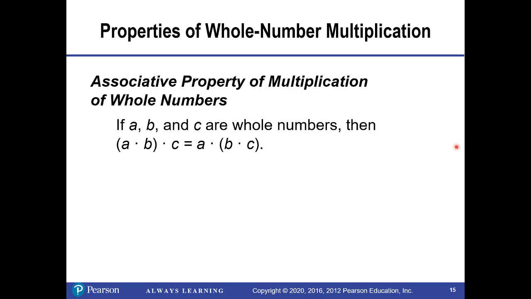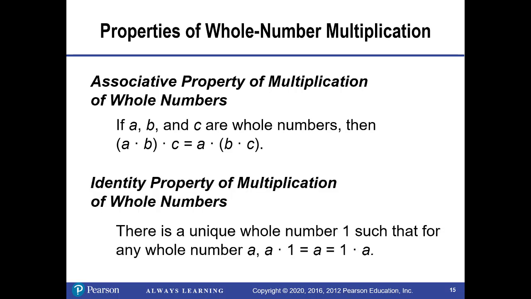There's also the associative property. In other words, we can group factors that we're multiplying together however we like. The identity property, we have a unique number. It's the number 1. That's the identity element. For any whole number, that number times 1 is that number. So 5 is the same as 5 times 1 or 1 times 5.